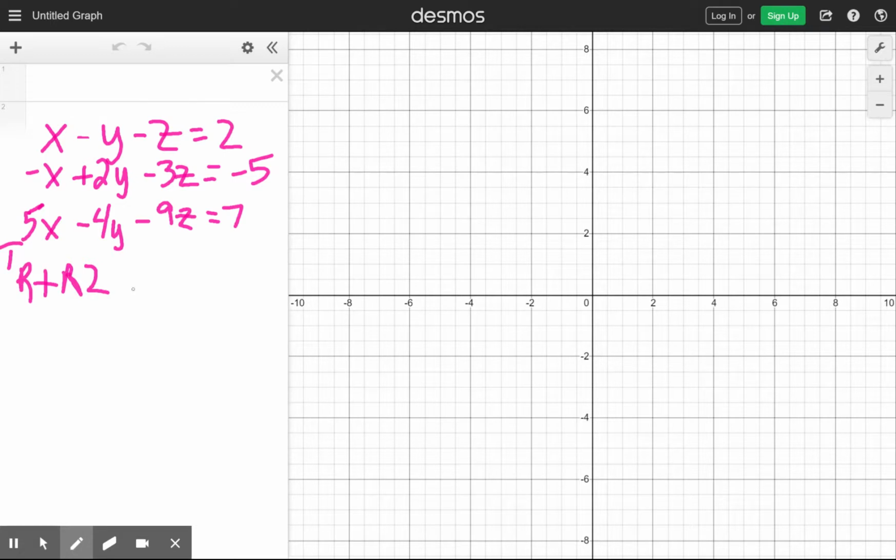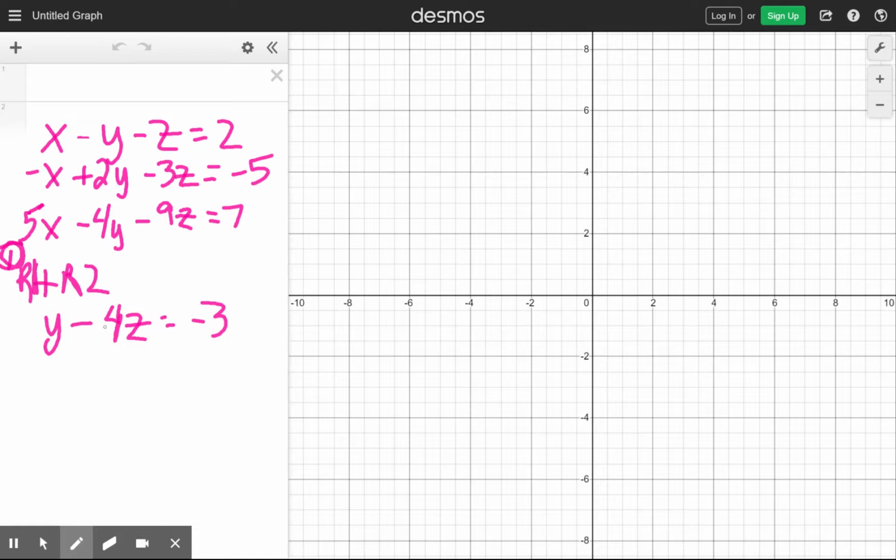It's always a good idea to keep track of what you're doing and make yourself notes so that if you have to go back and find a mistake, you can remind yourself what you did. So if we add row 1 plus row 2, the x's cancel to 0. So we'll have y minus 4z equals negative 3.